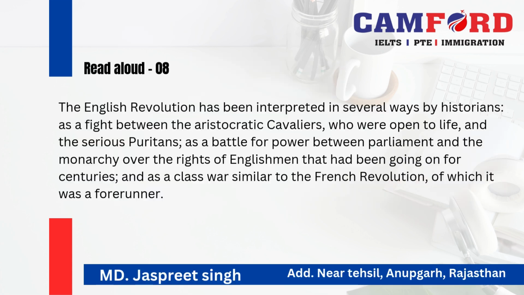The English Revolution has been interpreted in several ways by historians: as a fight between the aristocratic cavaliers, who were open to life, and the serious Puritans; as a battle for power between Parliament and the monarchy over the rights of Englishmen that had been going on for centuries; and as a class war similar to the French Revolution, of which it was a forerunner.